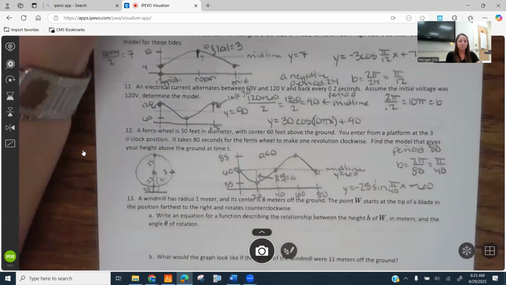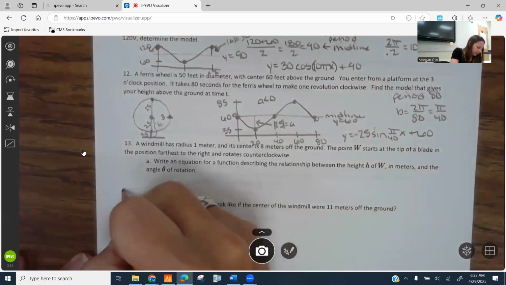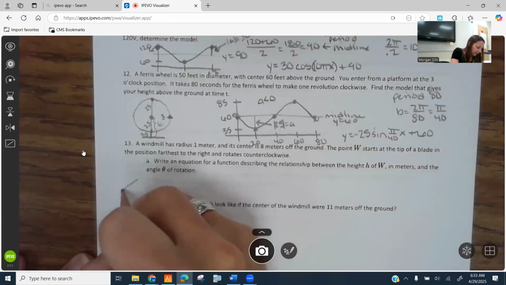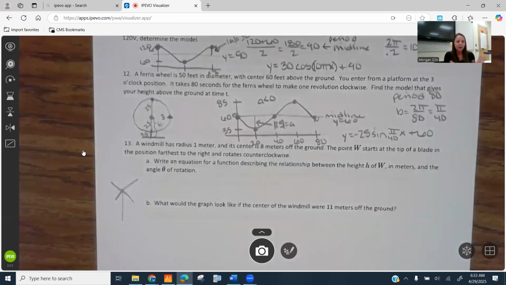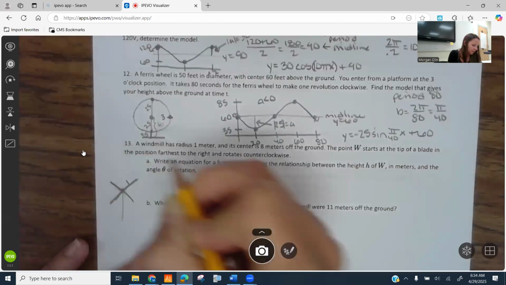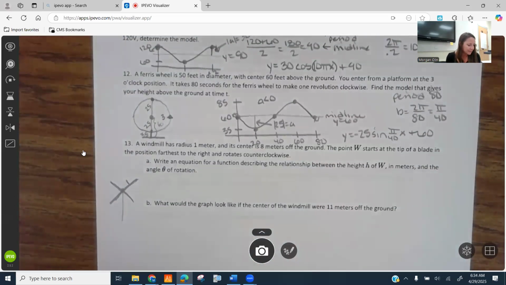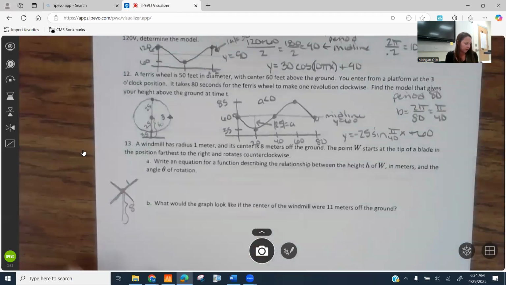Okay, last problem, number 13. A windmill, okay, that's that thing that stands up on a farm, something like this, and it goes around. It just depends on how many turbines or tines it has. I don't know what they're really called. Okay, it has a radius. A windmill has a radius of 1 meter. So if you think about this going around in a circle, each of these is 1 meter. Okay. And its center is 8 meters off the ground. So the center right here is 8 meters off the ground.